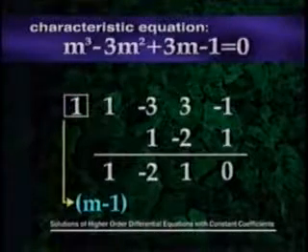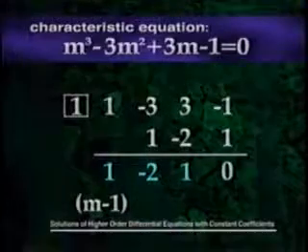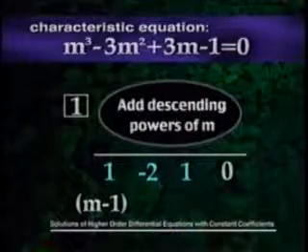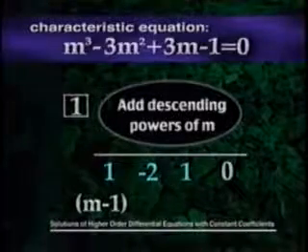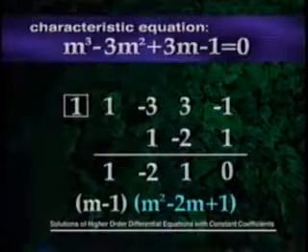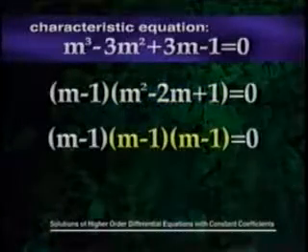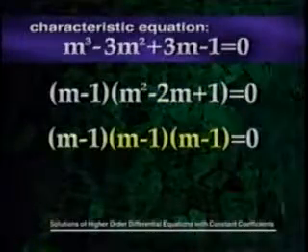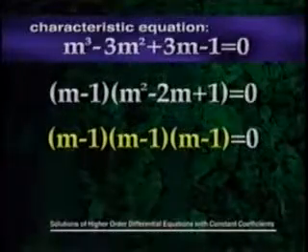The remaining factor is made up of the numbers on the bottom row, 1, -2, and 1. Just add descending powers of m, starting with m squared. So the second factor is m squared minus 2m plus 1. Notice that we can factor the second term into m minus 1 times m minus 1. This leaves us with 3 identical factors of m minus 1. And you know what that means? Repeated roots!